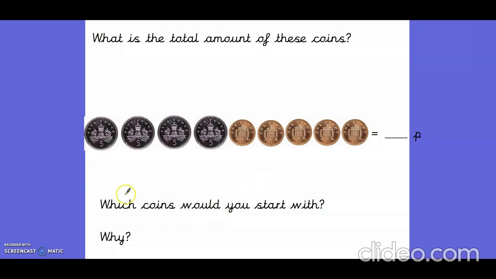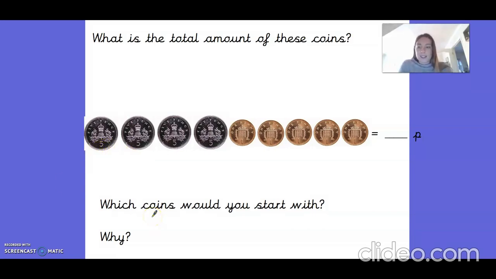I'm going to put this one on the screen now, and I would like you to pause it, and I'd like you to have a go on your own this time. What are you going to do to find the total amount? Hopefully this time you've said that you're going to start counting with the silver coins because they're the largest amount of money, and we can start counting in fives.